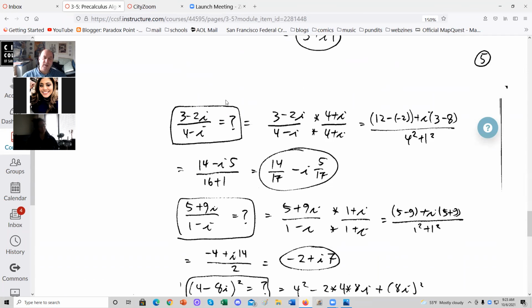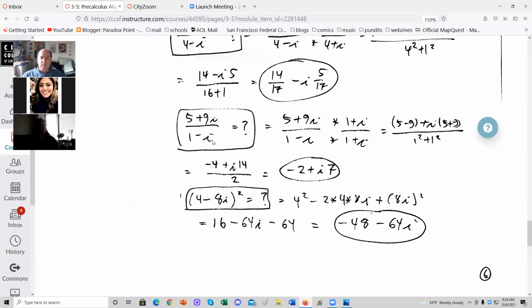Here we have 3 minus 2i over 4 minus i. Okay, to divide fractions, we multiply above and below by the conjugate of the denominator. In this case, 4 plus i. 4 minus i times 4 plus i is a squared plus b squared. 4 squared plus 1 squared. The numerator, after a bit of arithmetic, is 14 minus i5. That over 16 plus 1. And a bit more arithmetic gets you 14 over 17 minus i times 5 over 17.